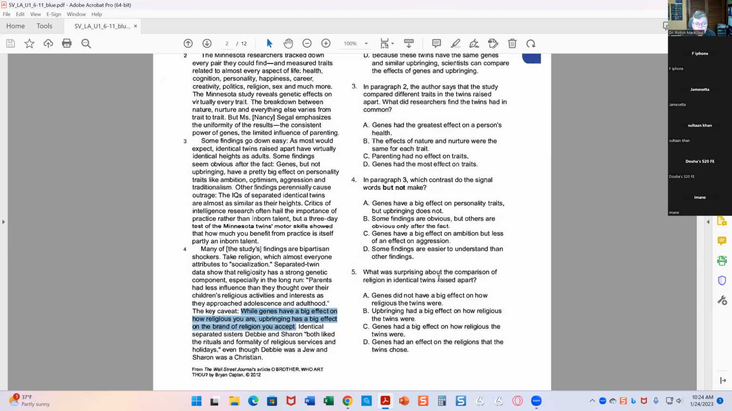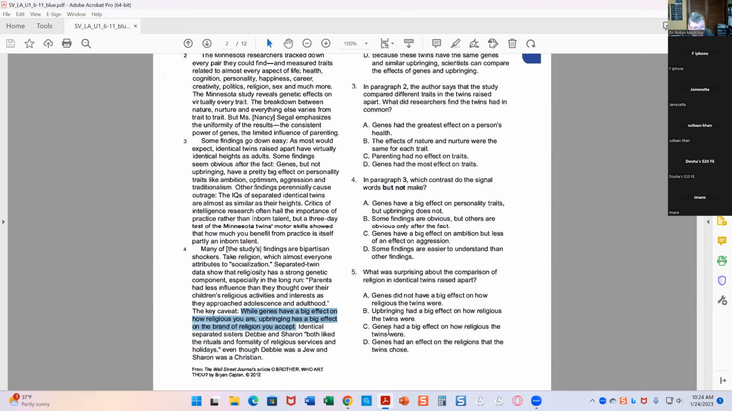What's surprising about the comparison? That is vague. Then you get to A, genes did not have a big effect. We can eliminate that with this sentence right here, so we can get rid of A. Upbringing had a big effect on how religious they were. They talk about upbringing and they say right here, parents have less influence than they thought over their children's religious activities. So B, I would put in the maybe slot as I'm going through these. I wouldn't cross it off totally, but I wouldn't say yes for sure.